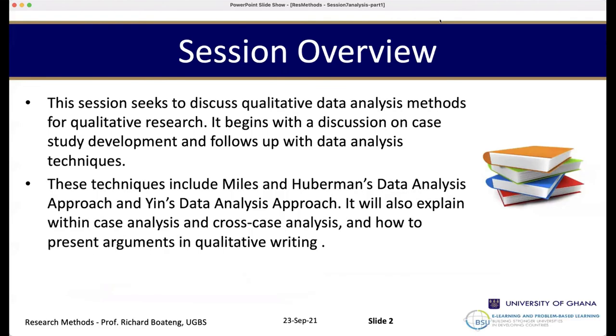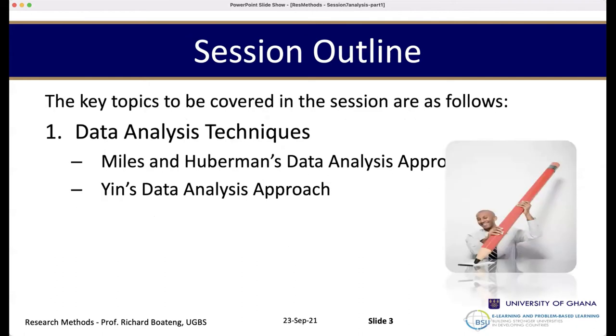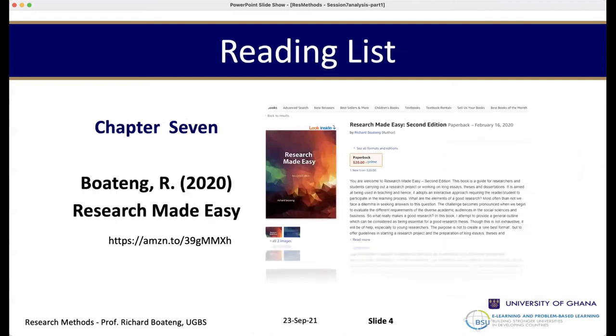Okay, so this session will discuss qualitative data analysis methods for qualitative research, and as I mentioned, I'll look at Miles and Huberman's approach and then Yin's data analysis approach. Yin discusses case study and pattern matching, and also discusses cross case analysis. But I will focus much more on Miles and Huberman for today. The key topics to be covered are the data analysis techniques by Miles and Huberman and the unit data analysis approach. These are covered in chapter 7 of my book, so please look at chapter 7.